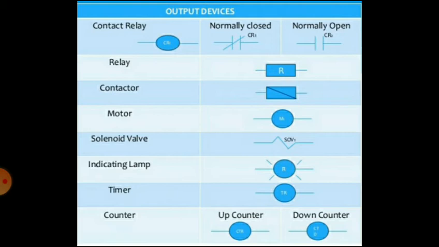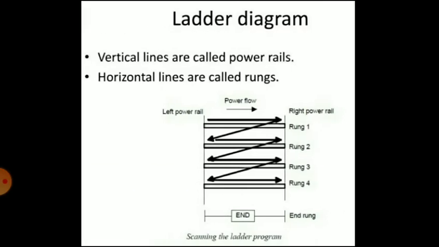Now some output devices are shown in this slide: contact, relay, normally closed, normally open switch, then the relay, contactor, motor, solenoid, valve, indicating lamp, timer, up counter and down counter. These are the symbols for the output devices that are shown.